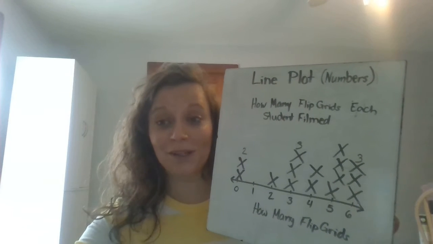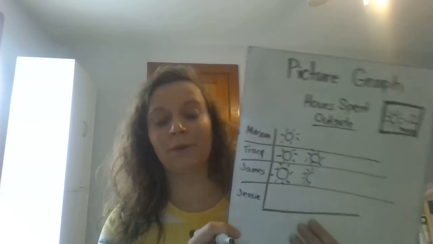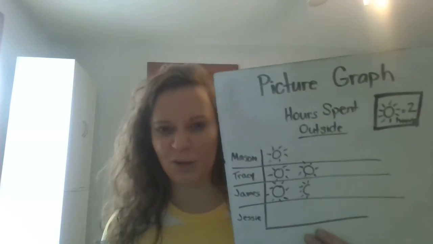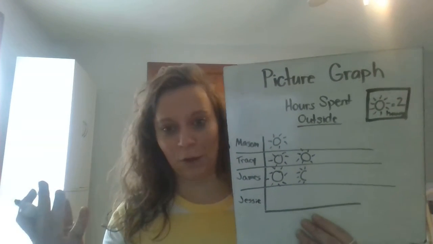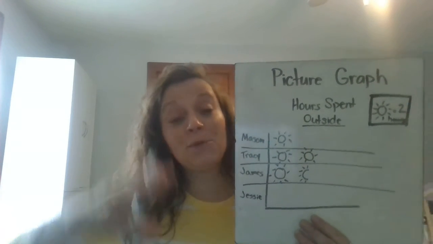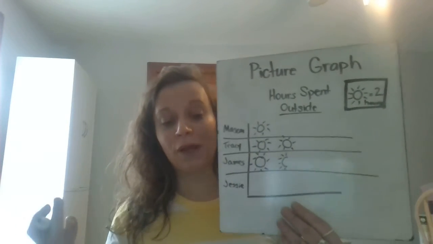We have one more type of graph to go through. So our last type of graph is called a picture graph. And this is one you guys probably recognize from kindergarten, 1st grade. This was probably the first type of graph you started doing. But we're going to up it a little bit. Remember we talk about how in 4th grade, sometimes we build upon the things we've done in the past. So we've done picture graphs. We're going to keep building upon it.